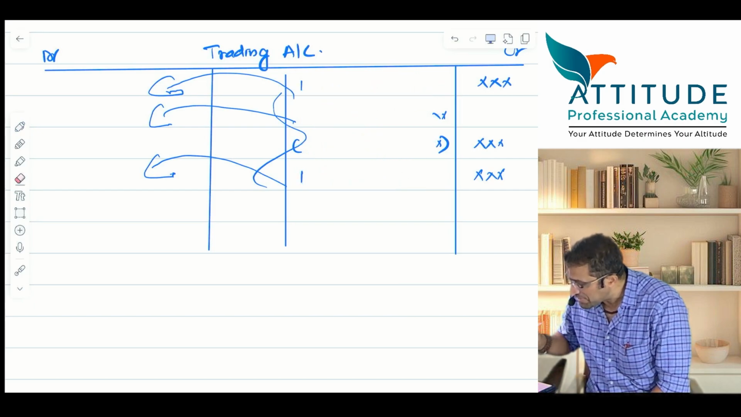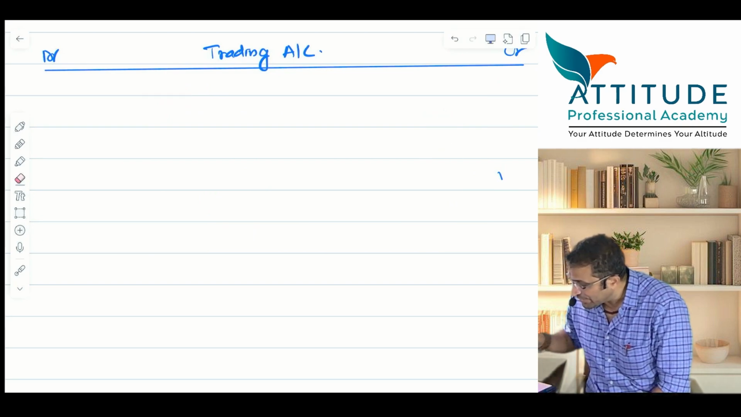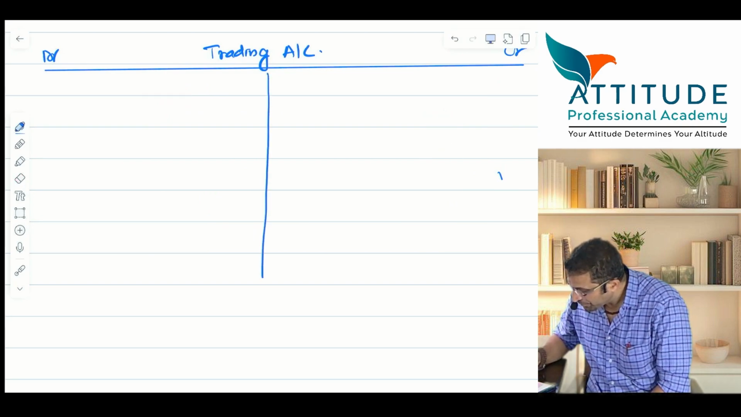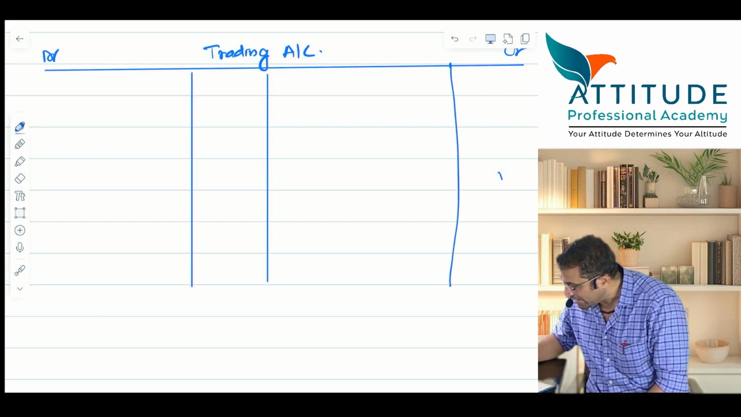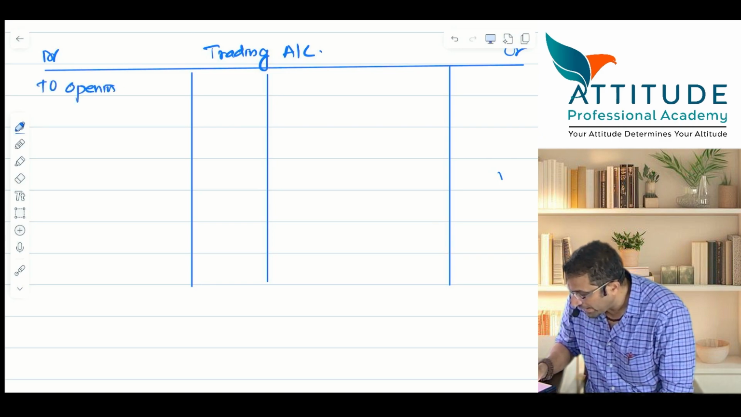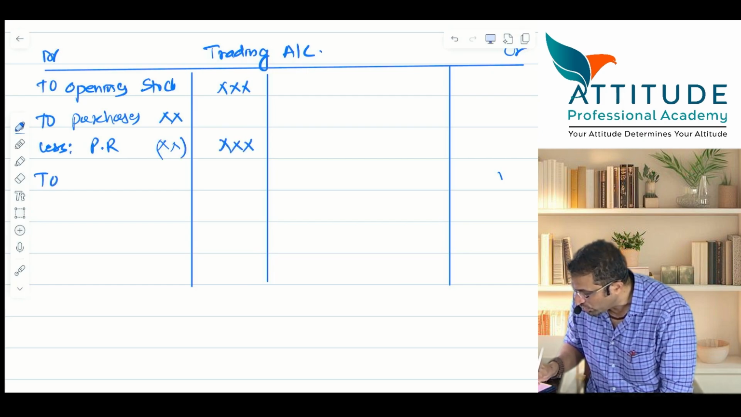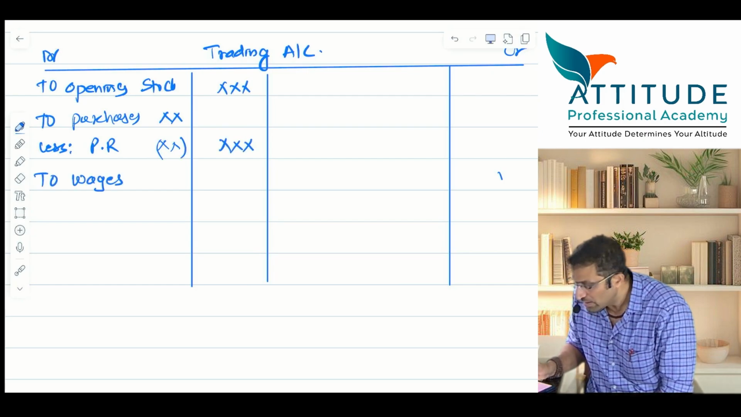Which side at least it comes? I'm happy. At least that you know. Fair enough. Okay. You're right. These items will not come on what side? Credit side. It will come here. To? Okay. To opening stock. Fine. To? Okay, keep on telling me the items. To purchases, less purchase return, less hoga. Net purchases will come on the outer column. To wages, huh? To wages.